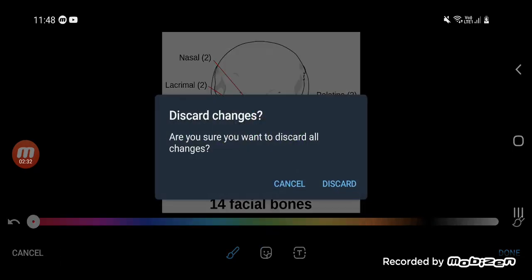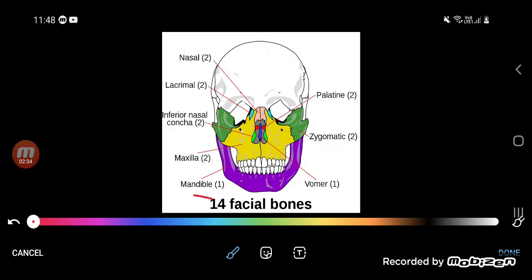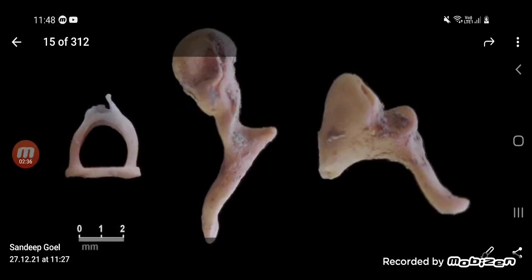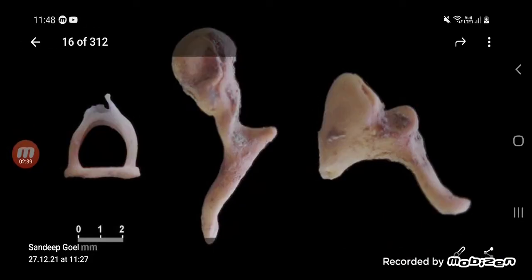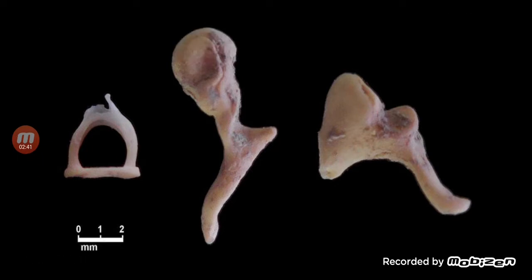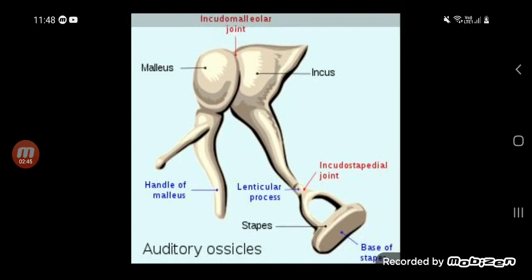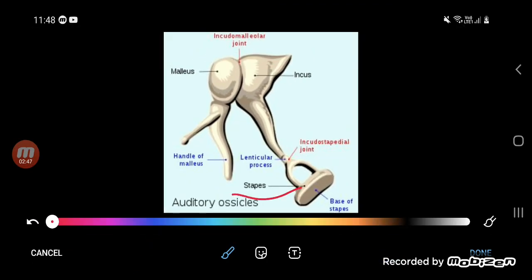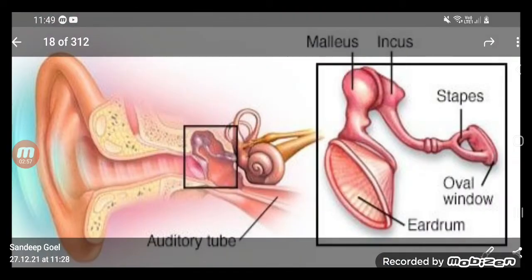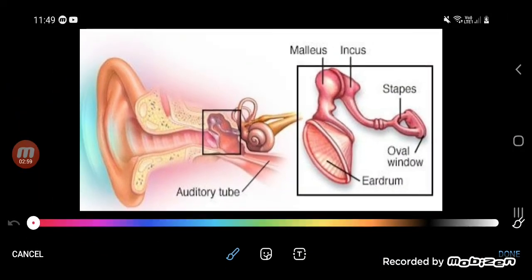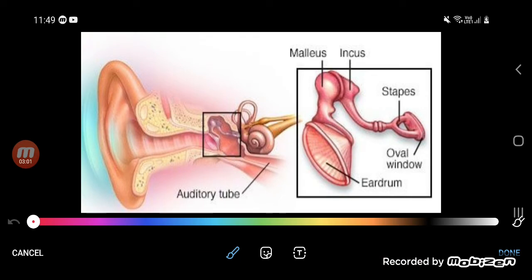So now we are going to the next one, the ear bones. In the ear we have 3 types of bones. I'm showing you the interconnection of it also. Stapes, then we have incus, and then malleus. These all 3 bones are interconnected to each other, and because of this interconnection only we listen to the sound. See, I am explaining to you a little bit of the mechanism of sound.